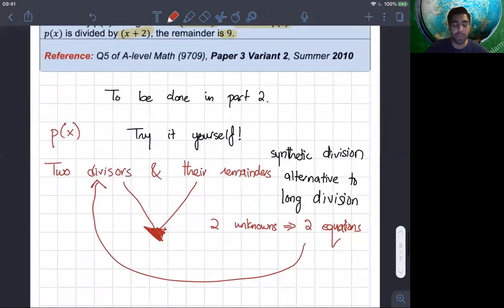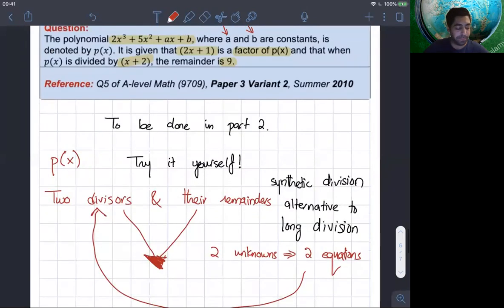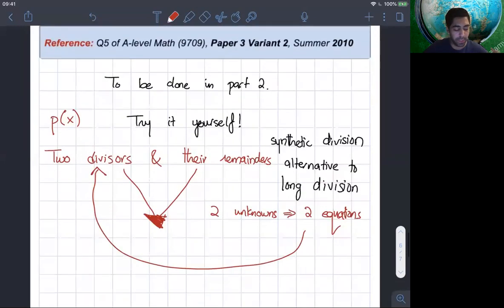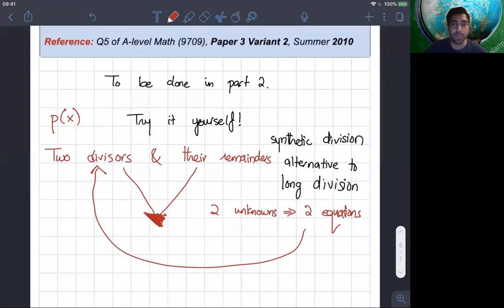Okay, so hope you enjoyed. In the next lesson, we're going to do synthetic division and some more problems on factor and remainder theorem, which will be a lot more complicated than the ones that we've seen so far, to add on to this video.